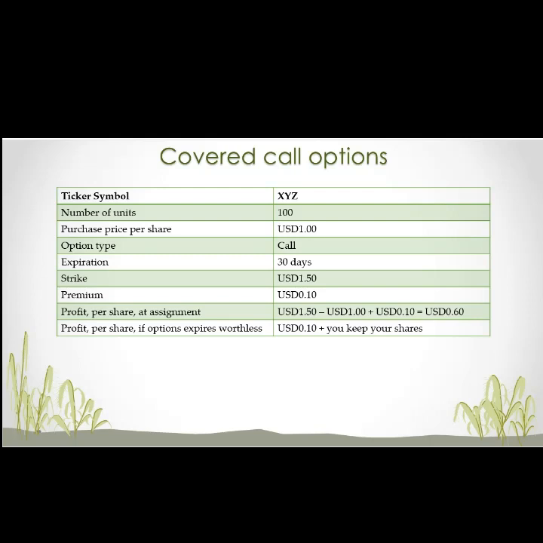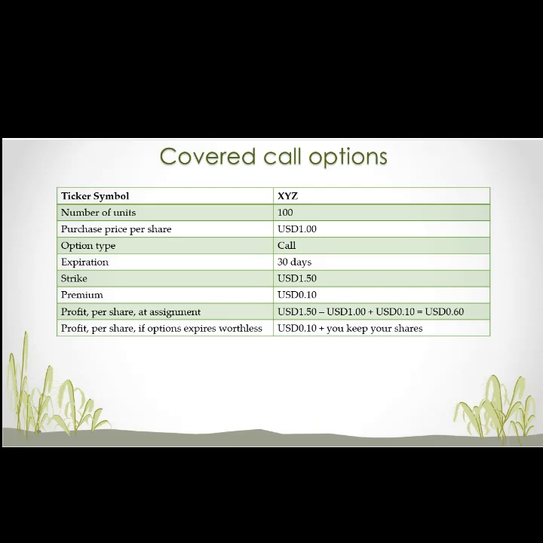But you don't mind because you bought the shares at $1 and you would be making a total of 50 cents in profit that comes from appreciation of the shares to $1.50, and an additional 10 cents that you received for selling the call.